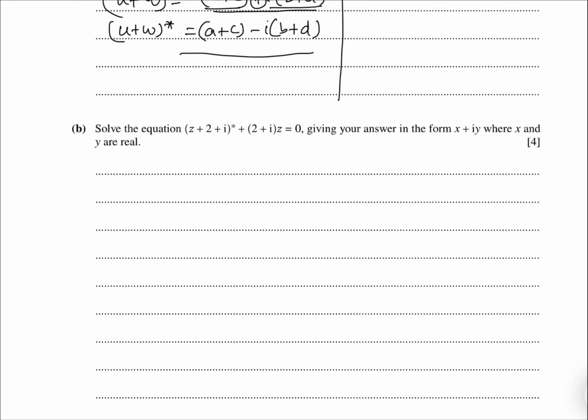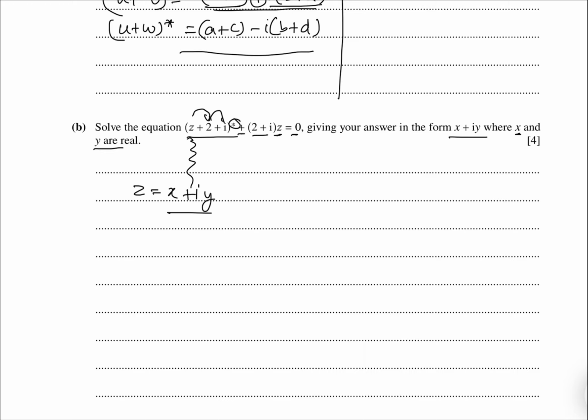Alright. So in this question they are saying: solve the equation z plus 2 plus i, conjugate, plus (2 plus i) z equals 0. Give your answer in the form x plus iy, where x and y are real. Now listen. Let z be x plus iy. So I will replace this z, a complex number, with x plus iy.